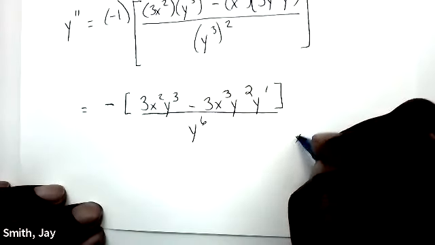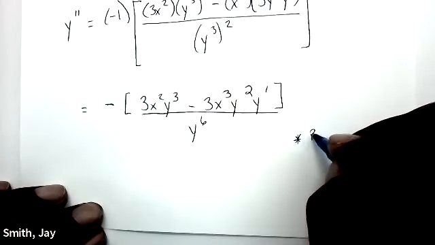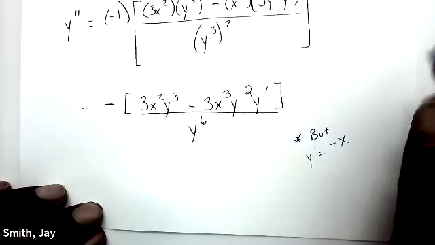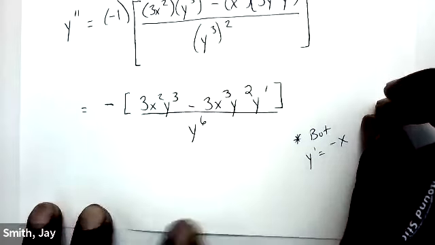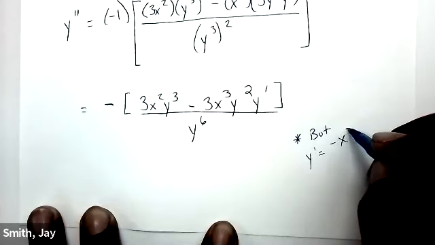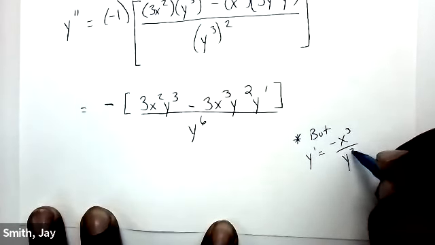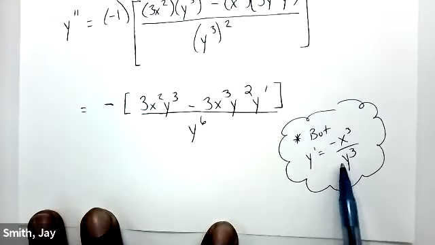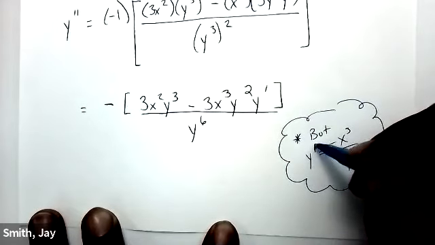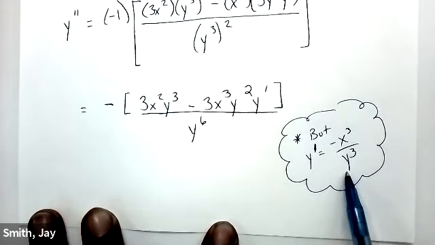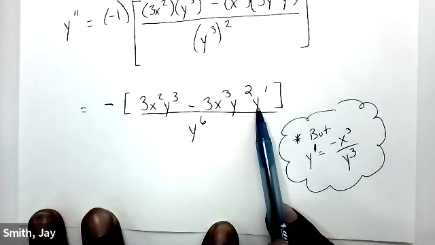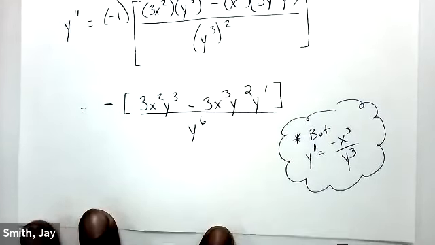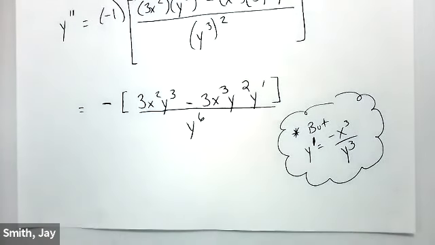All right. Now this is where we're going to make our first substitution. We want to remember that y prime is negative x cubed over y cubed. So if y prime, which we already found to be negative x cubed over y cubed, is true, we can make that substitution right here. So this y prime is going to change to negative x cubed over y cubed, and then we're going to continue simplifying.